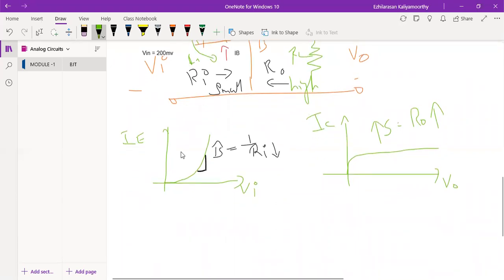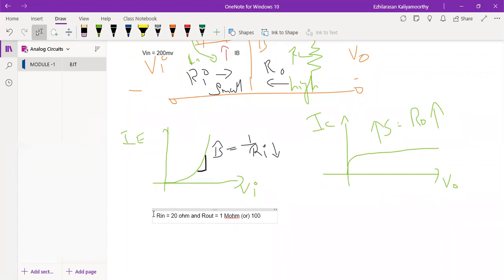So we have to make an assumption now. Let us assume R in is equal to 20 ohm and R out is equal to 1 mega ohm, or I can consider 100 kilo ohm. These are just assumptions we are making, because from this we take the input resistance as small. So we choose a small 20 ohm, but the output will actually be very high, so we choose 1 mega ohm or 100 kilo ohm.